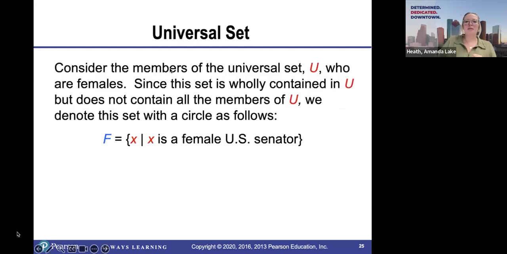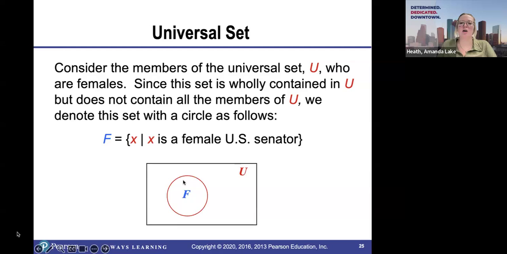But if we think about the members of the universal set who are females, this set is wholly contained in U, the universal set, but does not contain all the members of U. We denote this set with a circle as follows. So we can draw the circle F of the set F to represent all of the female US senators, and everyone outside of that circle would be the non-female US senators.